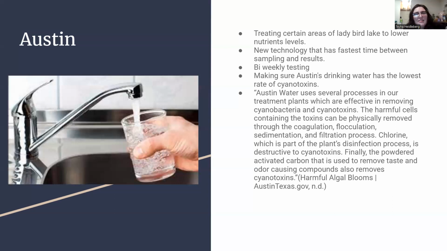And so that's that. And then Austin Water uses multi-barrier processes in their treatment plants, which are effective in removing cyanobacteria and cyanotoxins. The harmful cells containing the toxins can be physically removed. They can be removed through filtration, chlorine, which is part of the plant's disinfection process, and then the powdered activated carbon that is used to remove the odor-causing compounds also removes cyanotoxins.